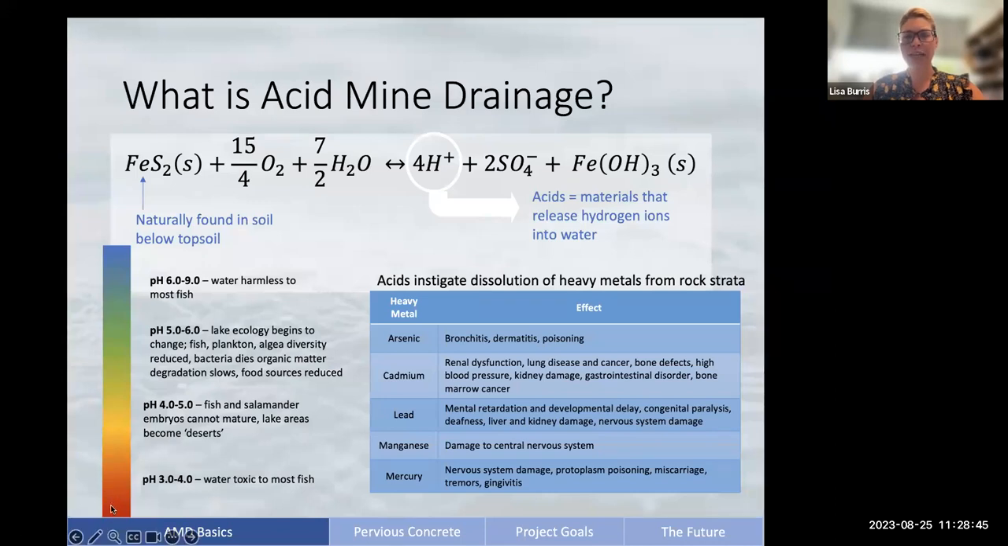In addition to the reduction in pH being bad for animal life, we also start to dissolve heavy metals out of rocks and soil when we have acidic water conditions. So you can see the types of metals that would go into the water: arsenic, cadmium, lead, manganese, and mercury. And all of these are linked with problems for human growth. We have brain dysfunction, developmental delays, blood pressure and kidney damage, nervous system damage, all sorts of things.